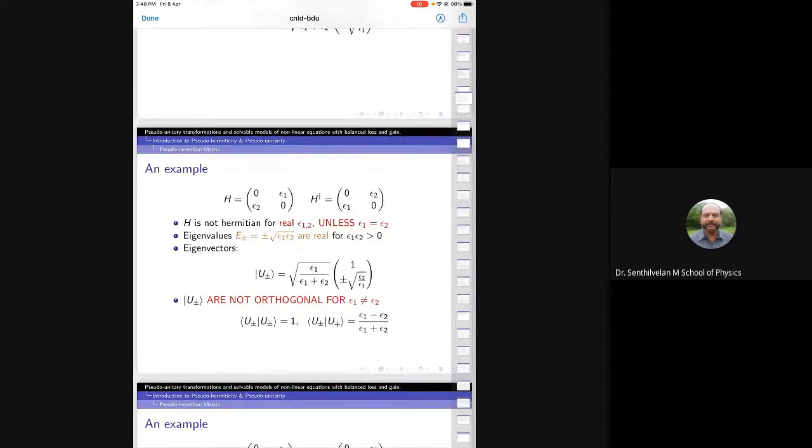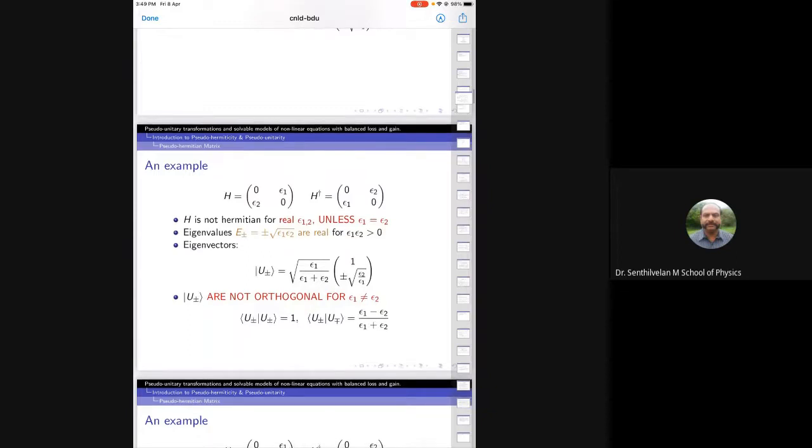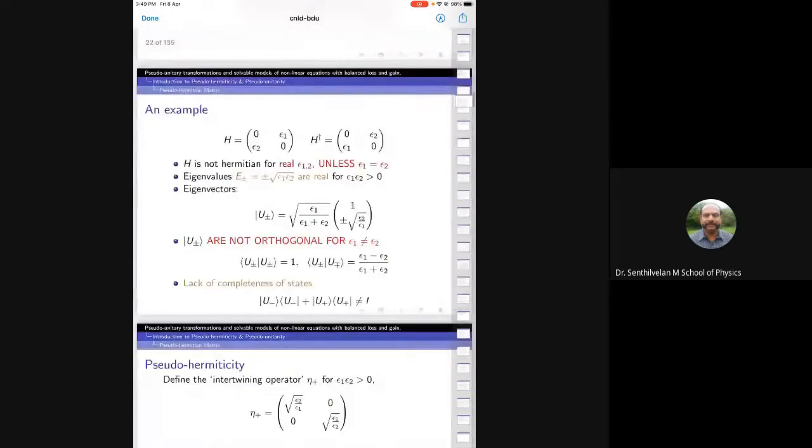So as a result, if you consider this a two-level quantum mechanical system and want to see time evolution, you see that unitarity will be violated. Okay. Now, what we also know in the context of quantum mechanics or vectors is some completeness relation. You see that this completeness relation for this u plus, u minus is also not valid. You can simply calculate and see that this relation at the bottom of the screen is not satisfied.